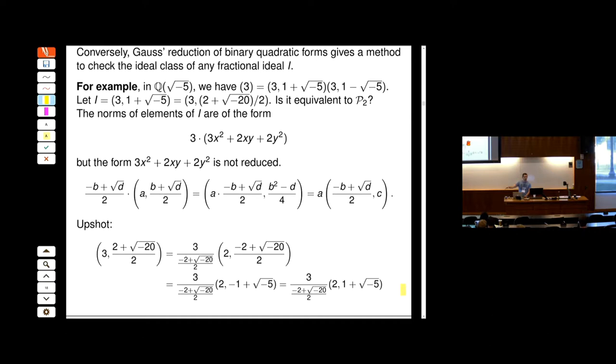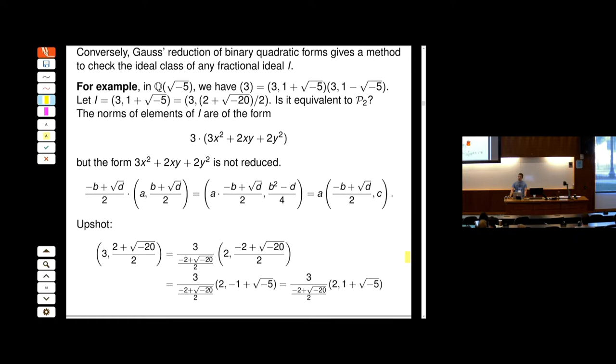This is very nicely algorithmic in that I can easily point out what my next step should be. By the way, we are done here, because that was the ideal over three that I started with. This is telling me that it is a constant, which I could simplify but didn't, times the ideal over two that I wanted to compare to. So they are both in the same class of the ideal class group. In particular, this is not principal, because it's in the same class as an ideal we had shown to be non-principal.